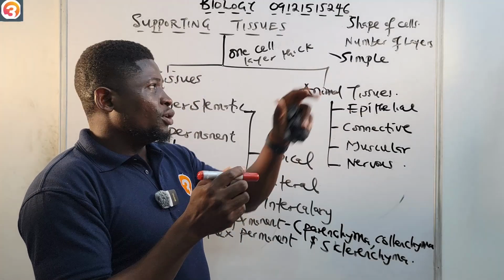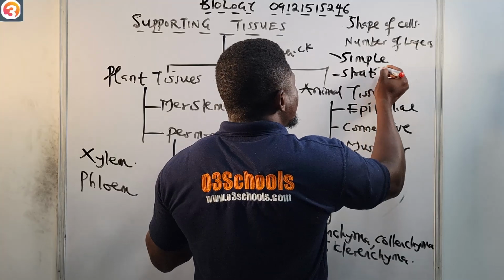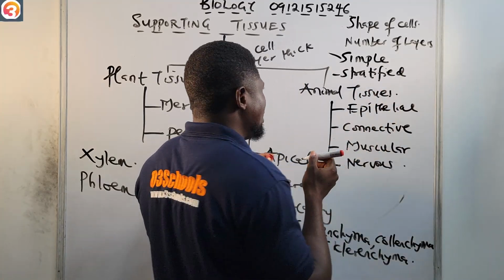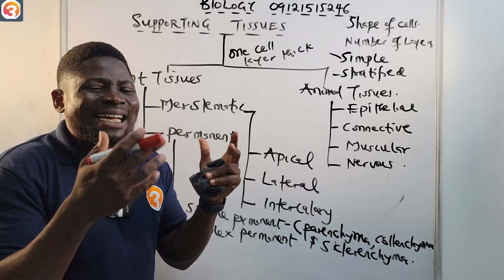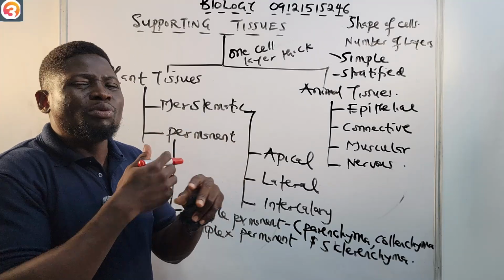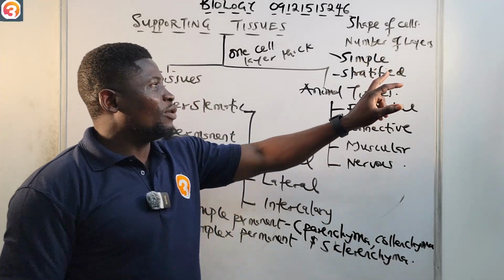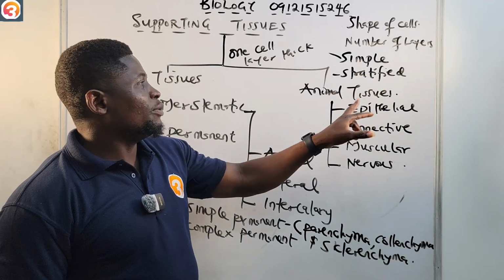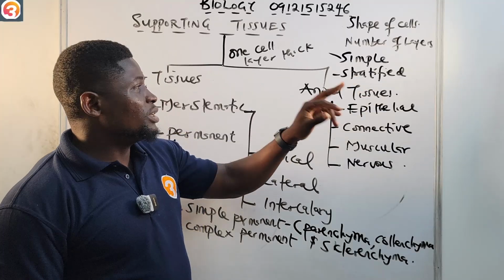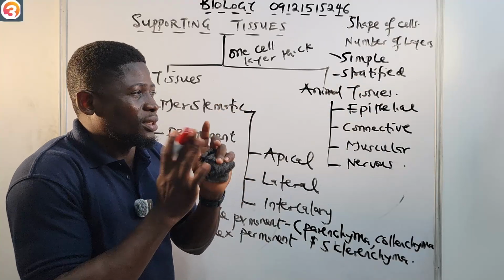They also have what we call the stratified epithelium. This stratified epithelium means they have multiple layers thick. So based on the number of layers, we have simple epithelium, which means they are one cell layer thick, then the stratified epithelium, which means they have multiple layers of cell thickness.